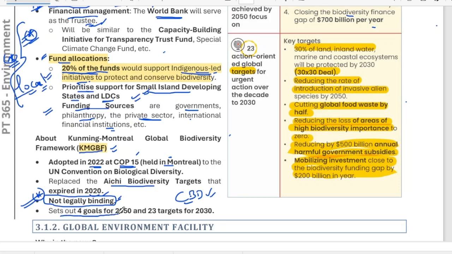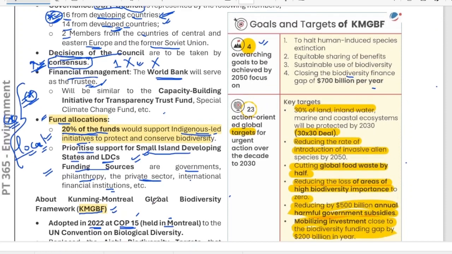Now this sets up four goals for 2050. For 2050, four goals have been set up, and these goals are very important and need to be remembered at all times. And 23 targets for 2030. Targets, you don't have to remember, but how many targets have been given, this is important. 23 targets have been given. Okay. Now, what are these goals? Four goals that we are talking about, that have to be achieved by 2050. So to halt the human induced species extinction will be halted.